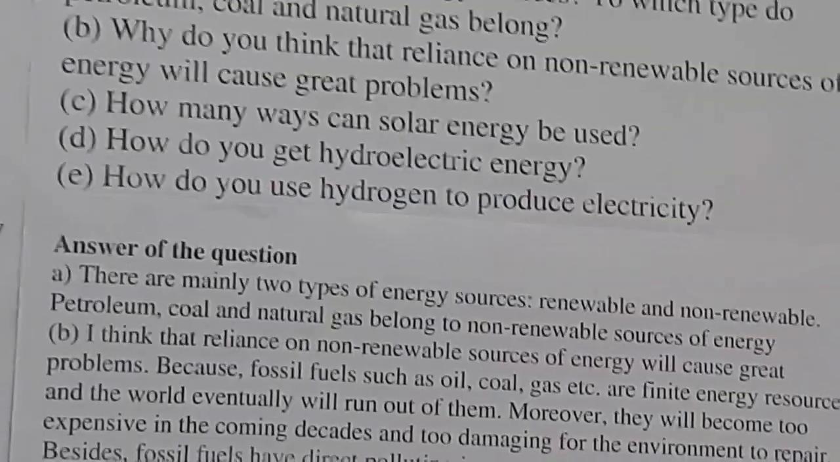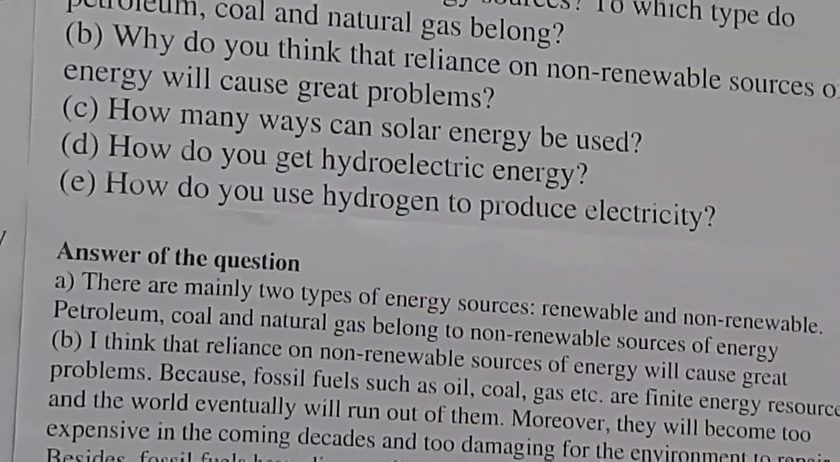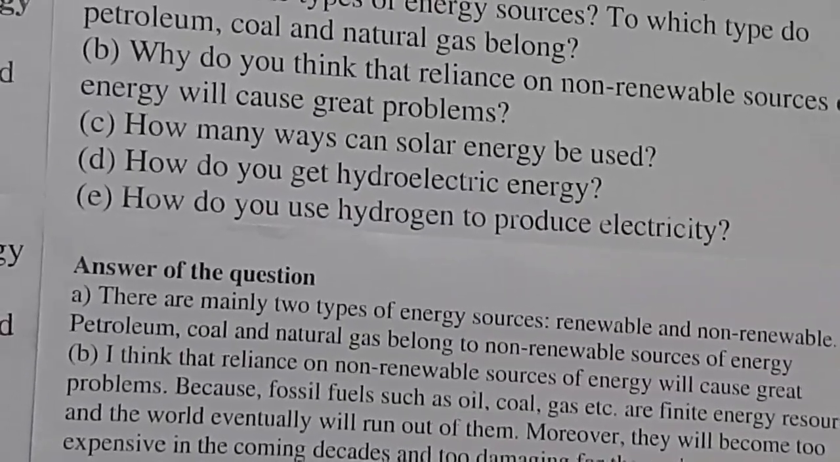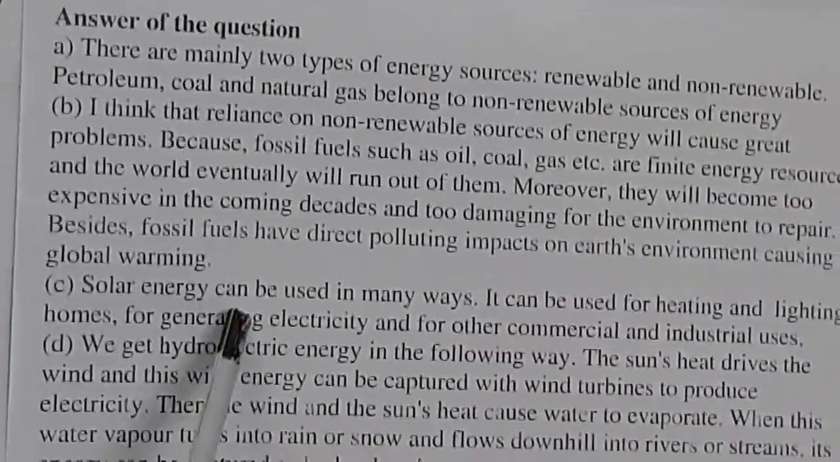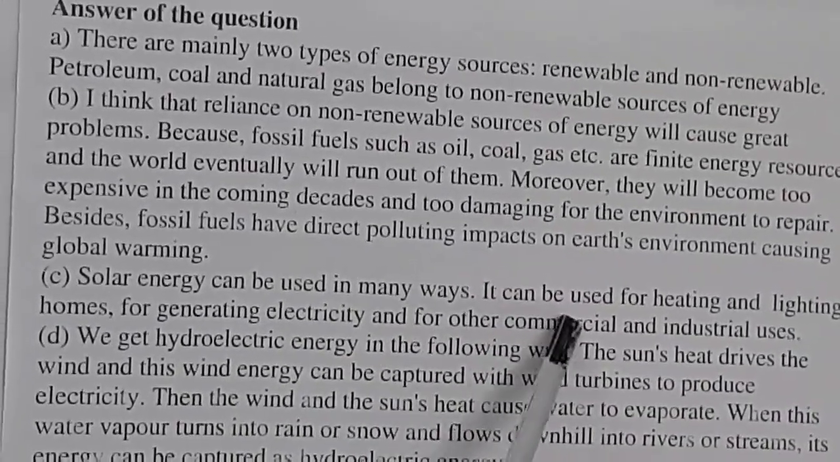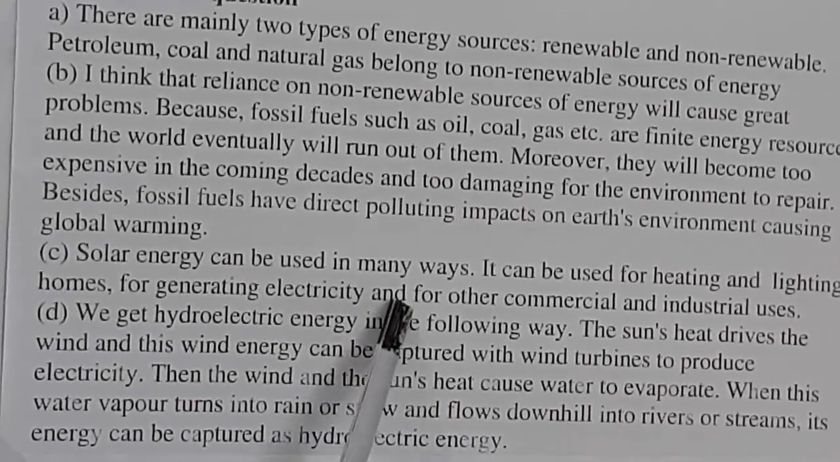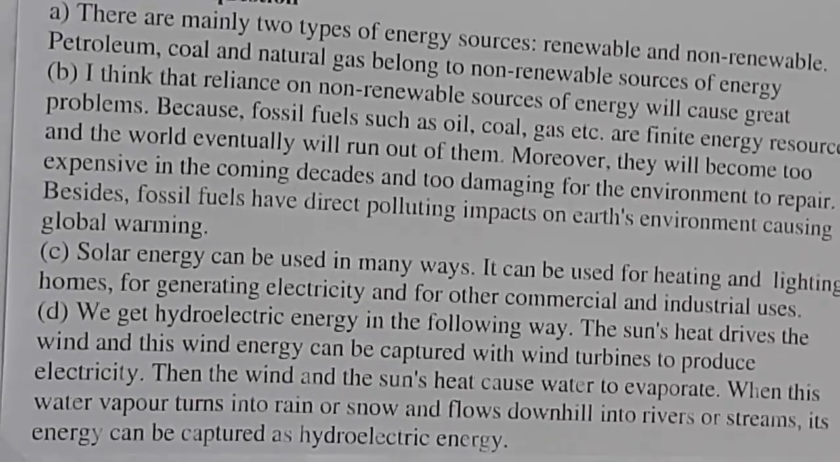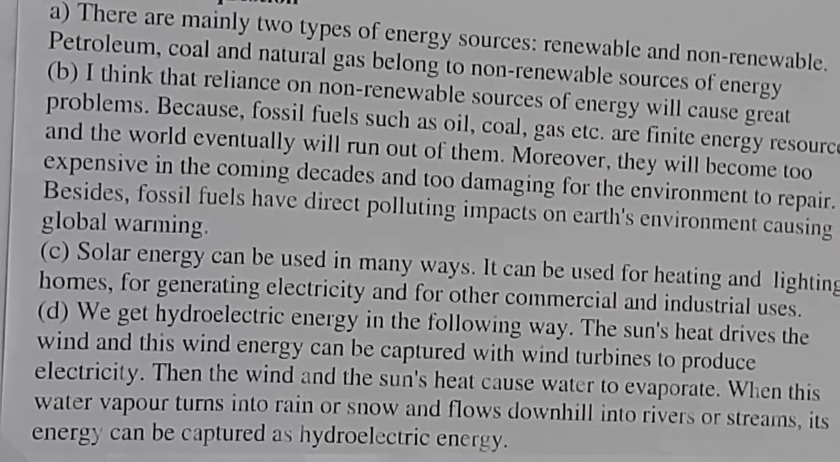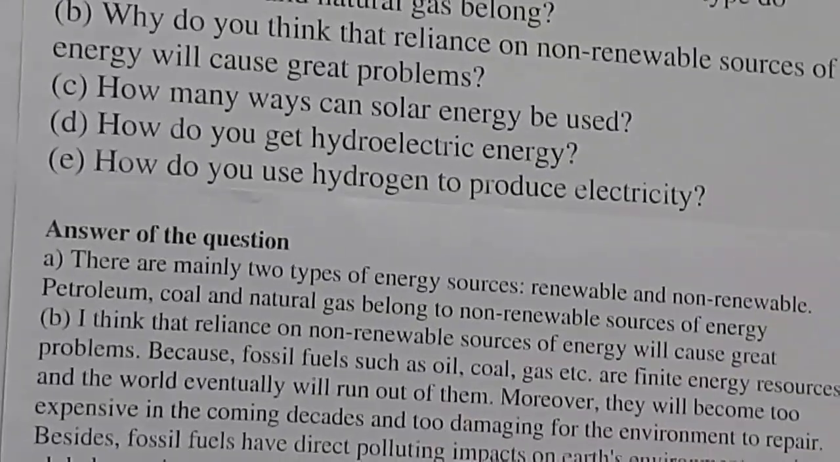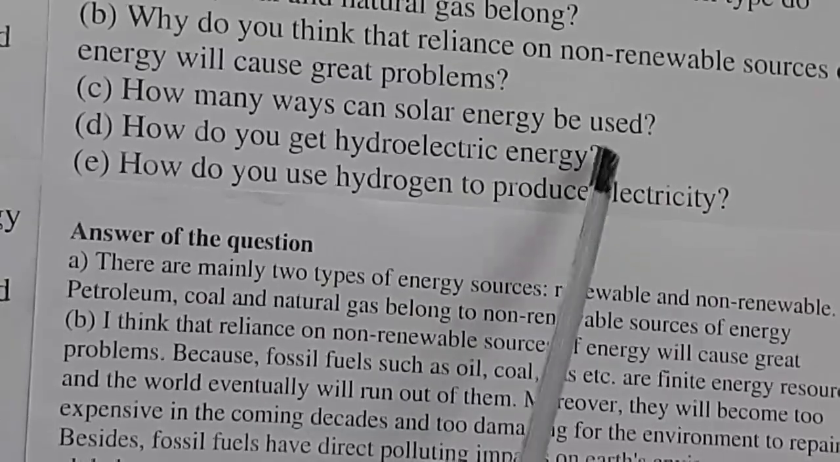The question of C number, how many ways can solar energy be used? The answer will be: solar energy can be used in many ways. It can be used for heating and lighting homes, for generating electricity and for other commercial and industrial uses. D number, how do you get hydroelectric energy?